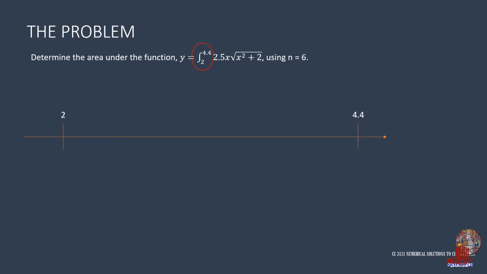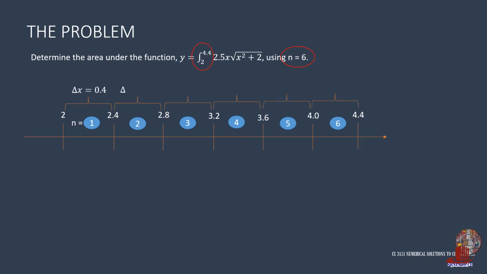With the x distance already identified, work on the 6 rectangles by dividing the distance by 6, making the sub-coordinates 2.4, 2.8, 3.2, 3.6, and 4. Also, we are able to find the width of each rectangle as 0.4. We tag this as delta x.